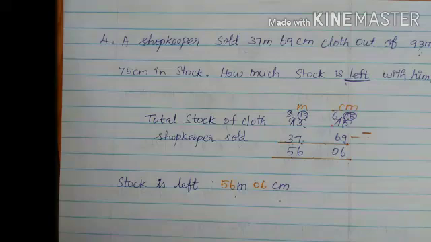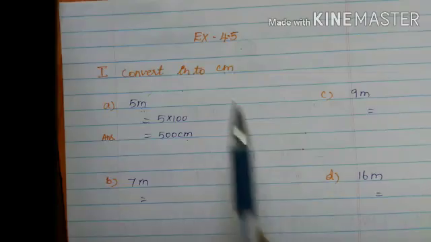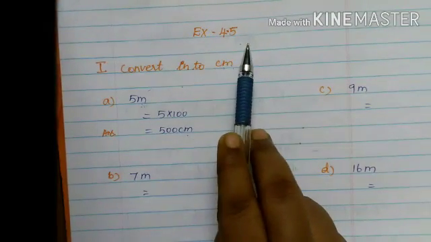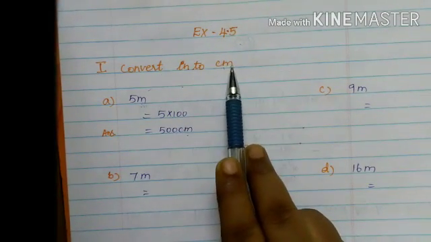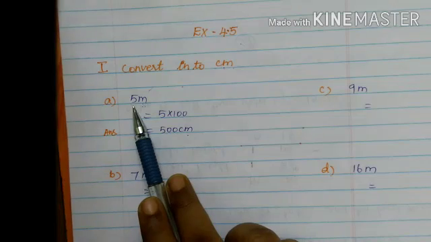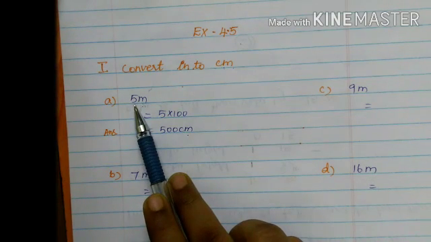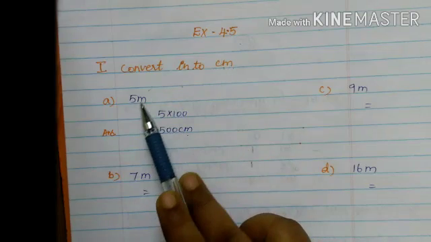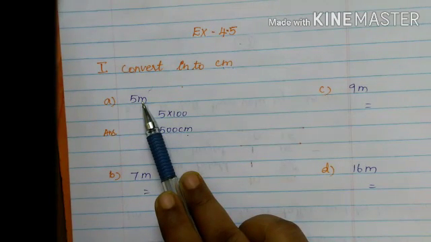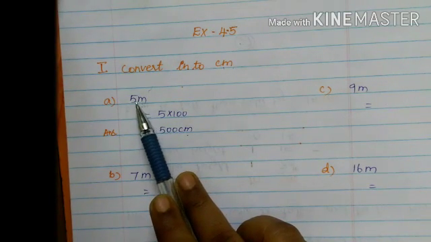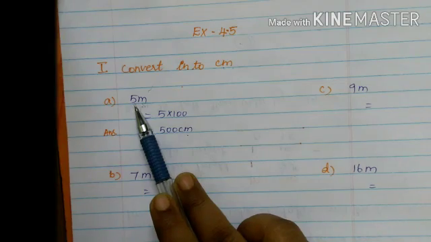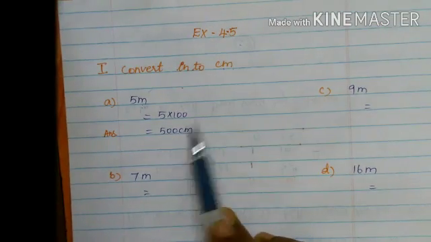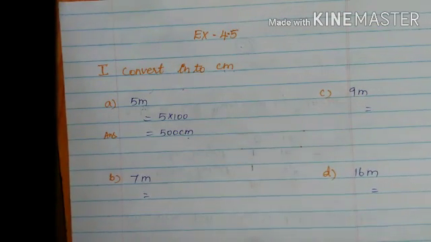Remaining sums, fifth one and sixth one, do yourself, children. You practice by yourself. Shall I move on now? Exercise 4.5. Convert into centimeter. Here the question is given for 5 meter. Meter is the bigger unit, centimeter is the smaller unit. So 1 meter equals 100 centimeter. So you multiply 5 multiply 100, so 500 centimeter. The next one, 3 sums are given here.